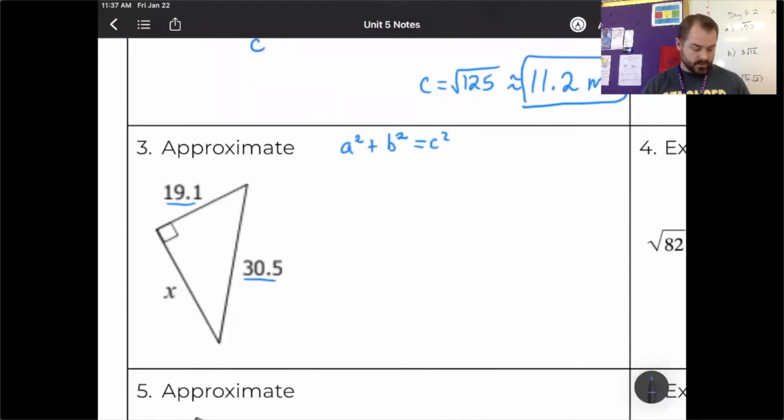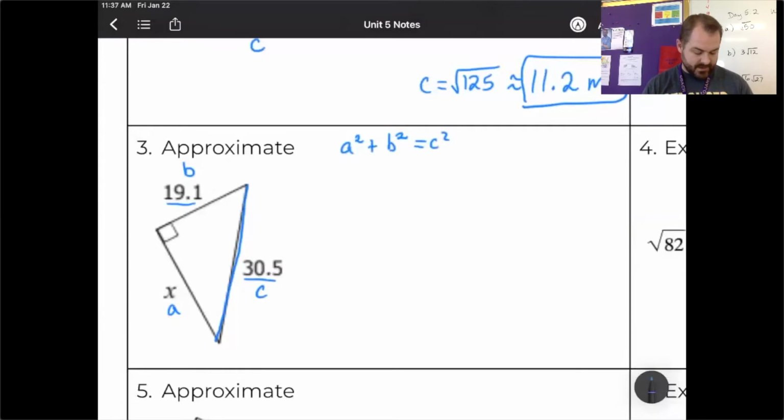All right, we're going to fill in sides a, b, and c. It's still a good idea to label these sides. C is actually this side here because it's across from the right angle, so we know that's C. And A and B can be the other two sides. It doesn't matter which one is which because we can change the order of addition and it'll still be okay.